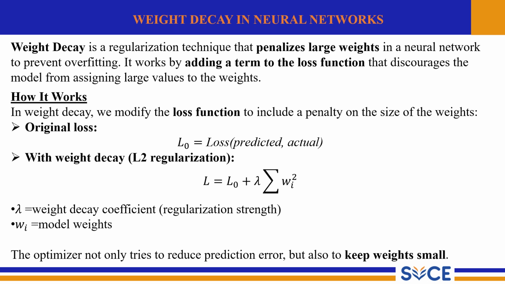So the third one is the optimizer's role. The optimizer does not just try to minimize prediction error, it also works to keep the weights small. This balance helps the model avoid overfitting and improves its ability to generalize to unseen data. So in short, weight decay ensures that our neural network learns patterns without memorizing noise, resulting in simpler, more robust models.